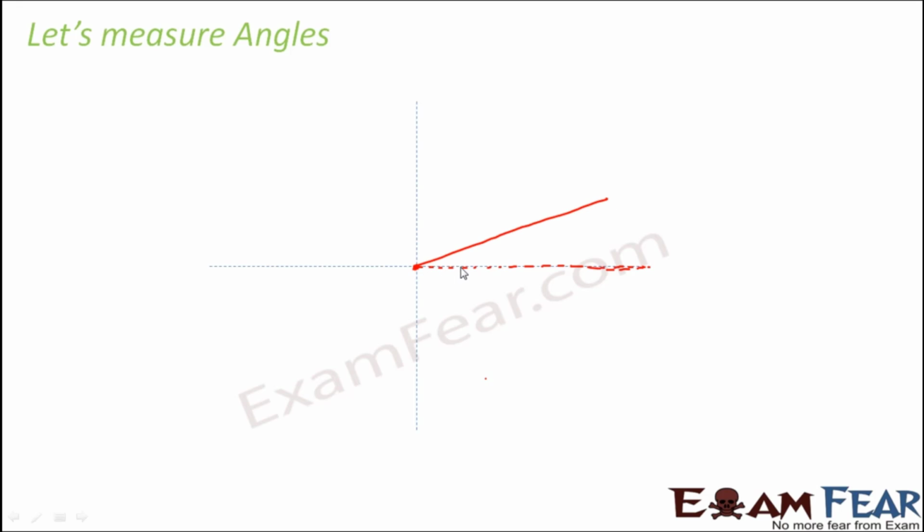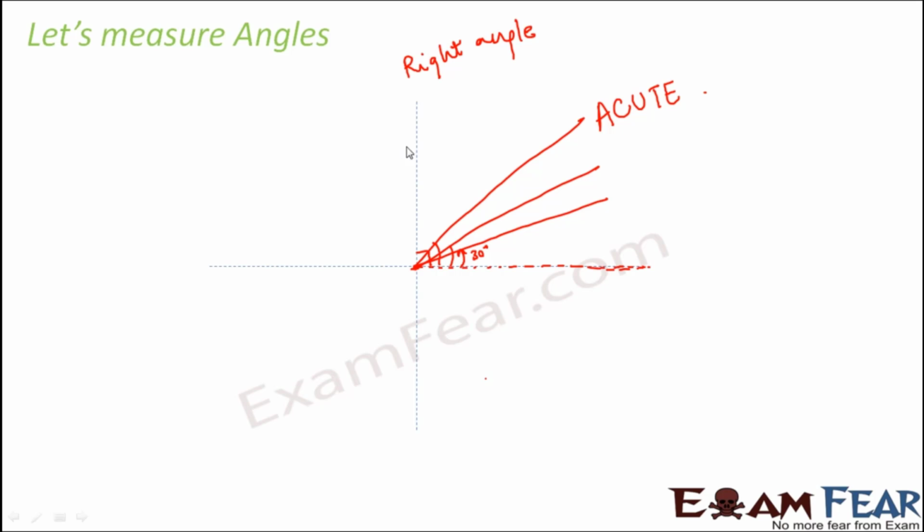For example, an angle like this could be an angle of 30 degree. An angle like this could be an angle of 45 degree, or an angle like this could be an angle of 60 degree. All of these are referred to as acute angles. The moment you reach the value 90 degree, you reach a right angle. So the angle corresponding to 90 degree is a right angle.